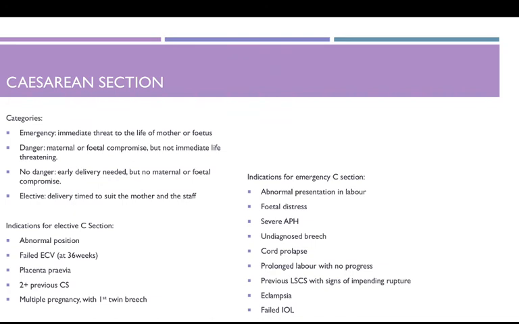So the indications for an elective C-section: abnormal position, failed external cephalic version, placenta previa, having more than 2 previous C-sections, or multiple pregnancy with the first twin that's breech. Okay, indications for an emergency C-section: fetal distress, severe APH, so severe antepartum hemorrhage, undiagnosed breech, so if you only find out that the baby's breech very late on, cord prolapse, prolonged labour with no progress, eclampsia, failed induction of labour. If you have had a previous C-section and the signs of impending uterine rupture, these are all reasons that you'd have an emergency C-section.